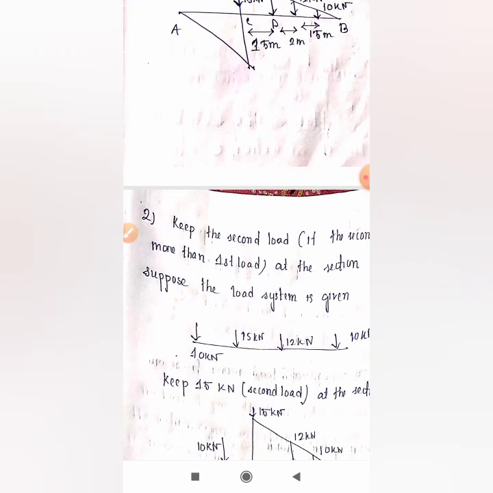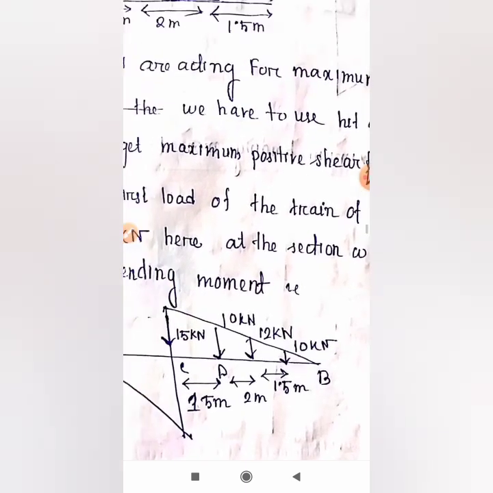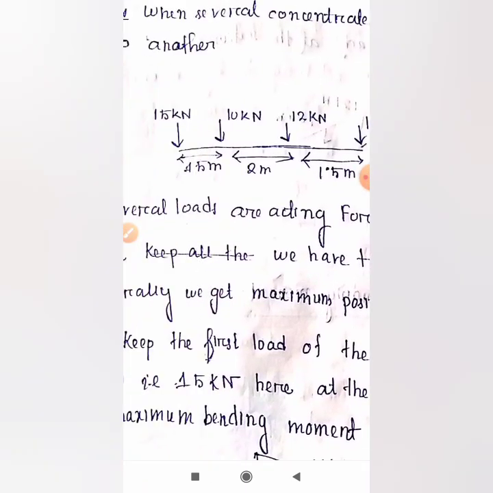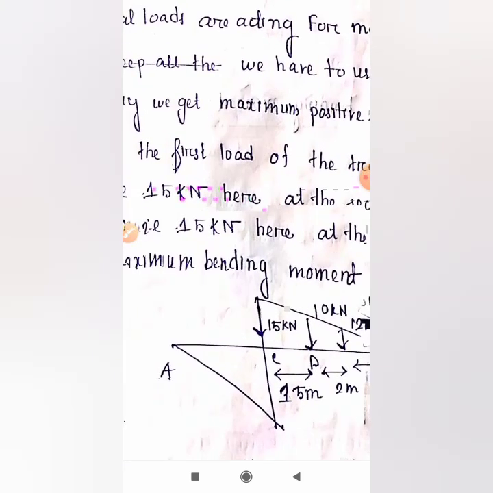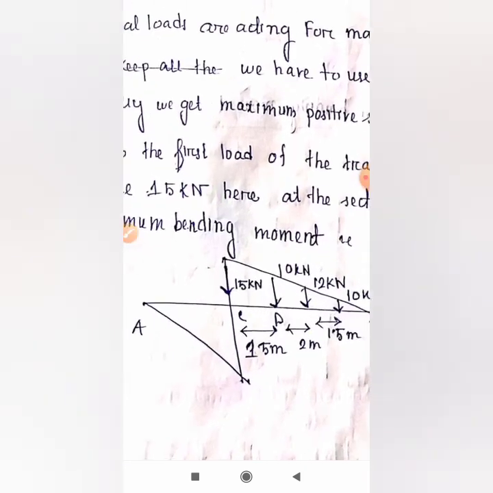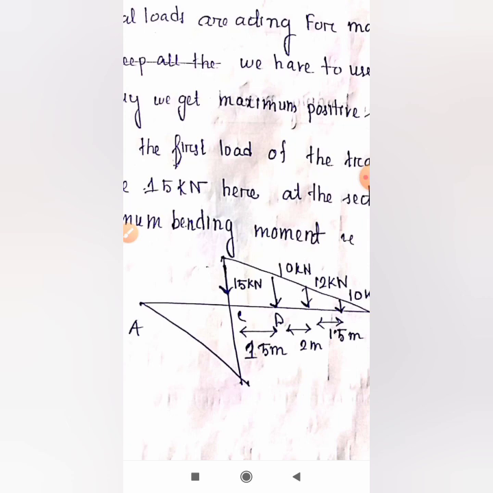Keep the second load if the second load is heavier. Suppose in this question 15 kilonewton is the first load and 10 kilonewton is the second load, but the 10 kilonewton load is not heavier, 15 is heavier. Okay, so we don't have to utilize the second trial. We'll get the maximum shear in the first case. That is the answer. In this manner, if we place 15 kN at section C and the other loads at the right, that means at the positive, we will get maximum shear force.